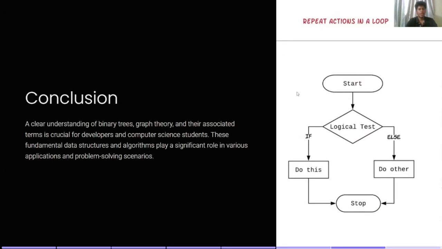Conclusion. A clear understanding of binary tree, graph theory, and their associated terms is crucial for developers and computer science students. These fundamental data structures and algorithms play a significant role in various applications and problem-solving scenarios. As you can see in the flowchart, first it goes start, then logic test, if do this or else do other, then stop.